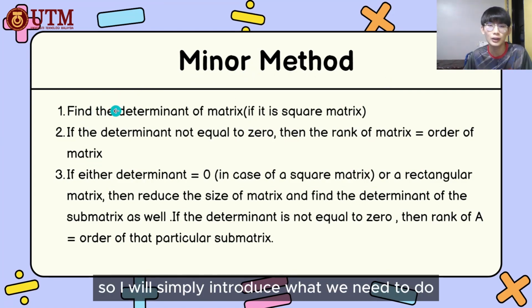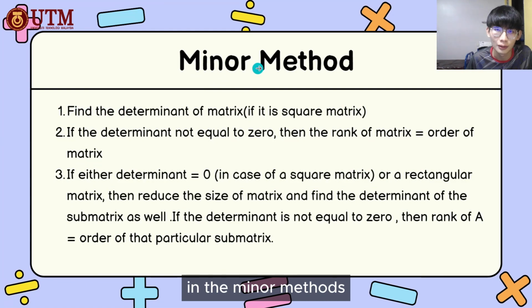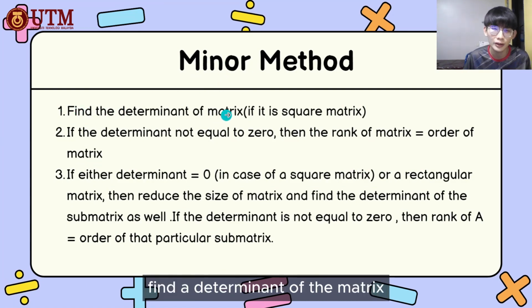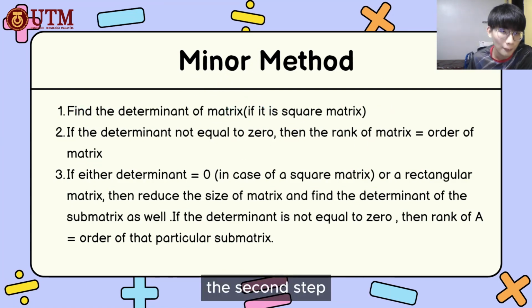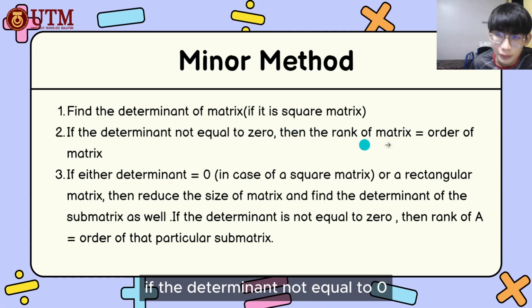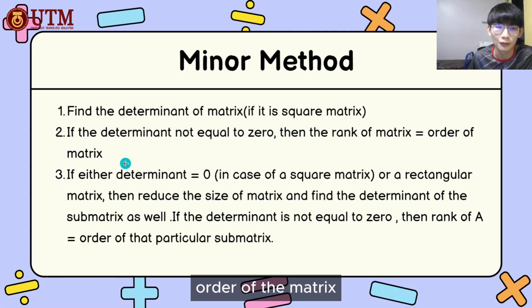So I will simply introduce what we need to do in the minor method. The first step, find the determinant of the matrix. The second step, if the determinant is not equal to 0, then the rank of the matrix is equal to the order of the matrix.